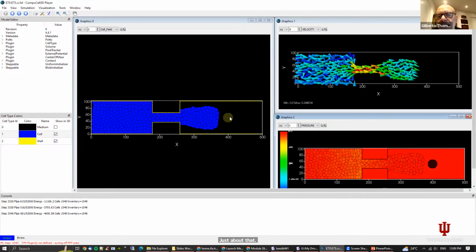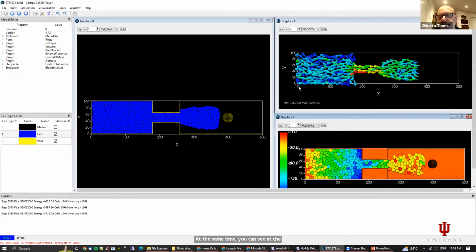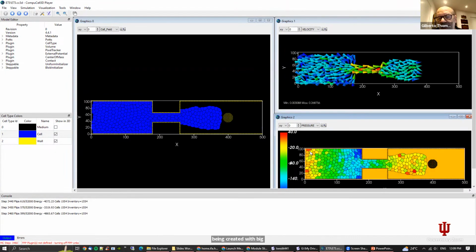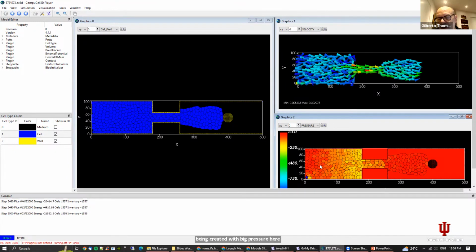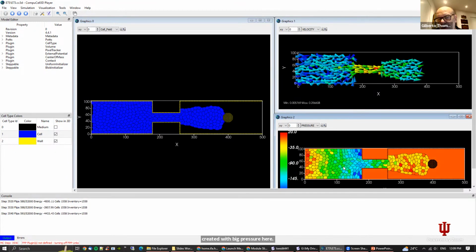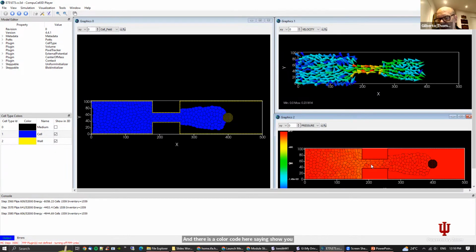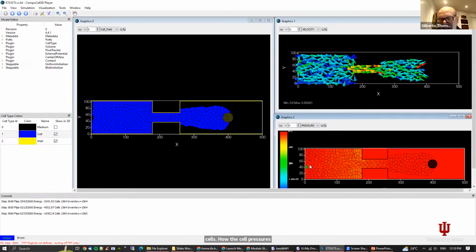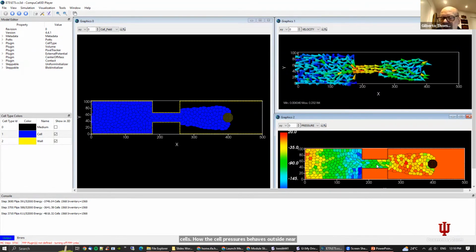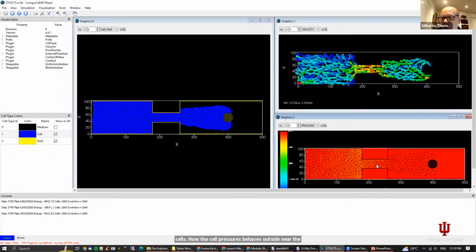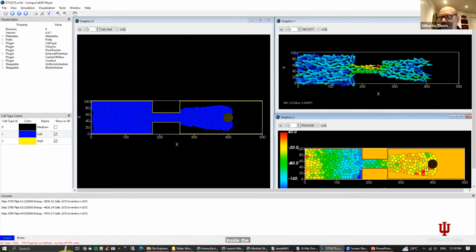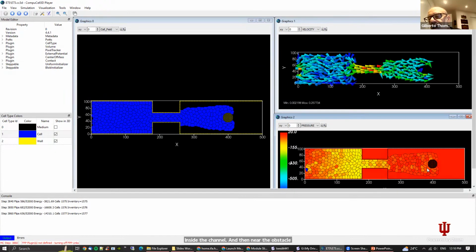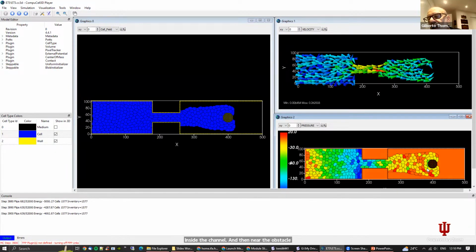At the same time, you can see at the left end here, cells are being created with big pressure here, see? And there is a color code here showing how the cell pressure behaves outside, near the source, inside the channel, and near the obstacle. See?